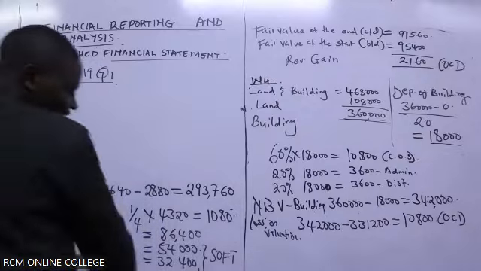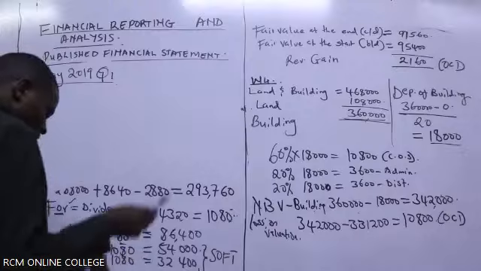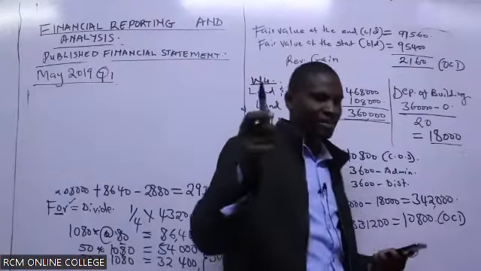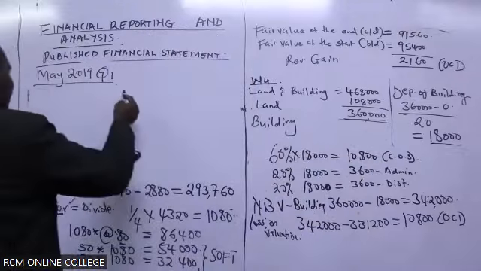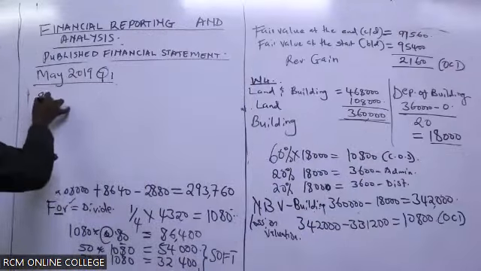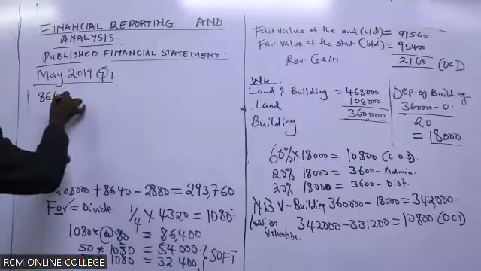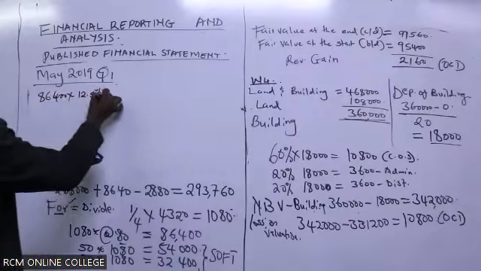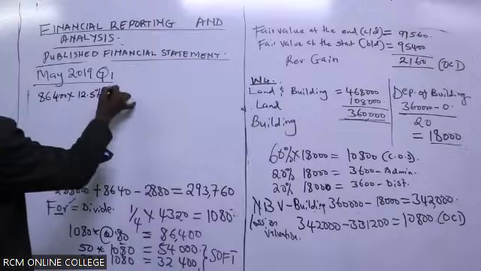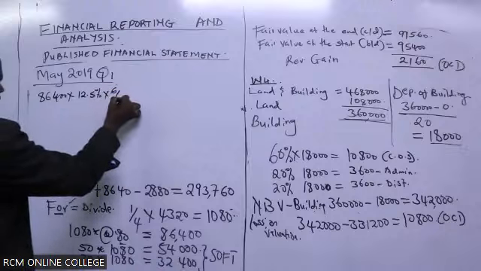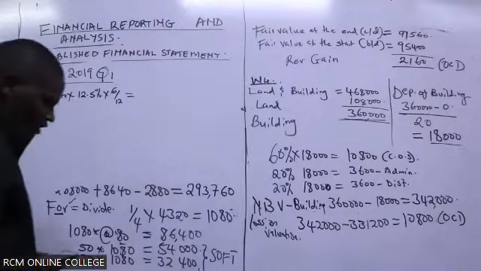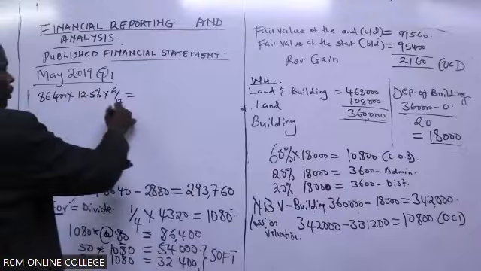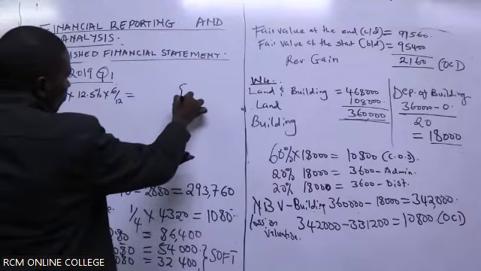All right, let's just finish up this to get the depreciation. To get the depreciation for the new machine, we just get it directly. Its cost is 86,400. 86,400 times 12.5% times. You told me that it was used for 6 months. So that will give you the depreciation for the new machine.